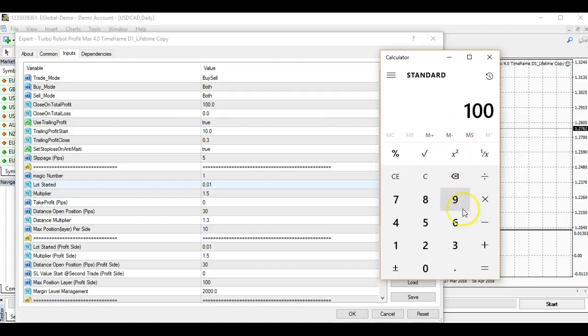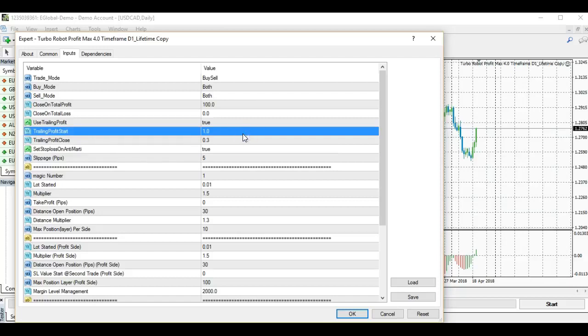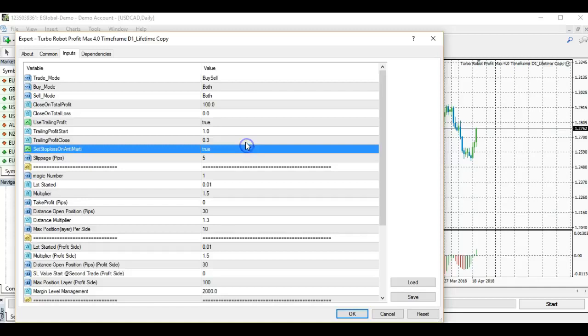So if you're starting with 0.01 lot size, don't put 10. It's very far away. It's not likely to close. Maybe you can put it like $1, and then here 0.3, so you close here.